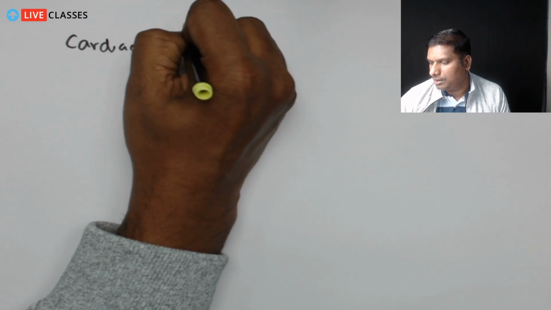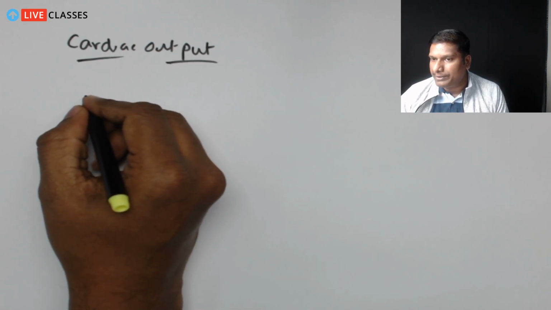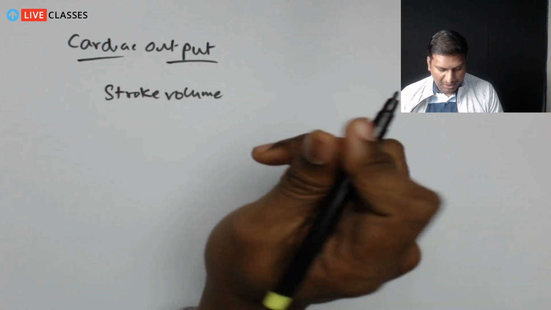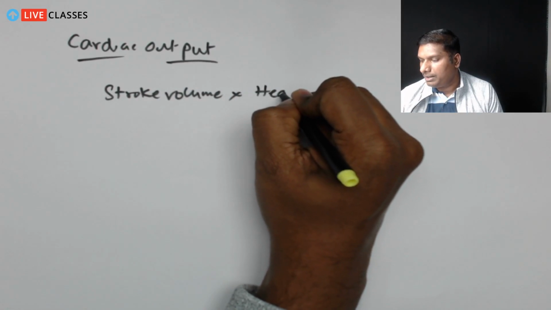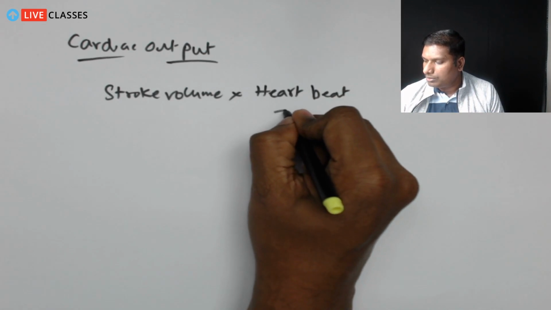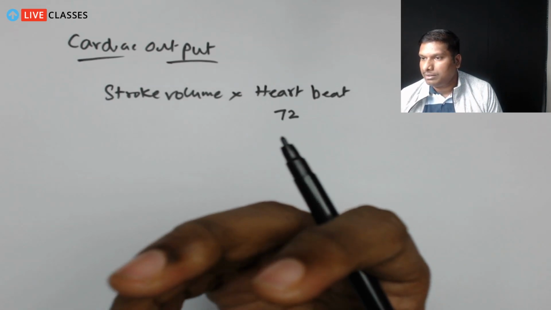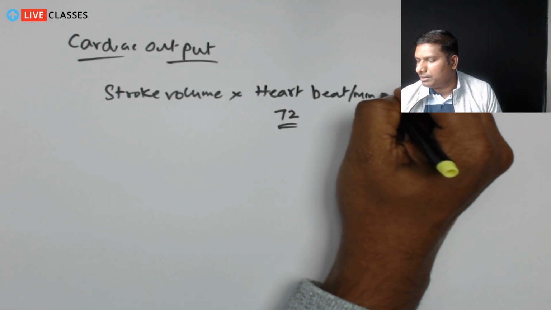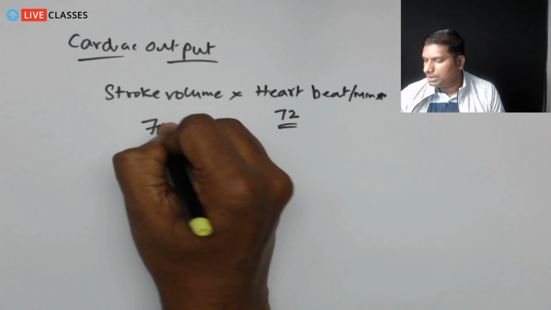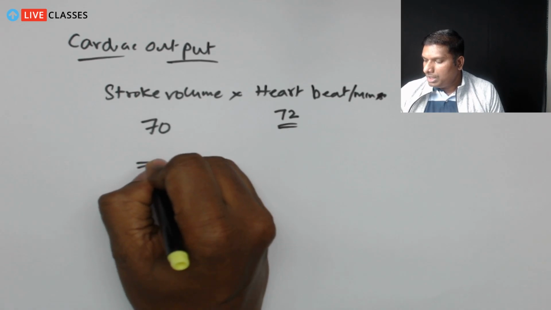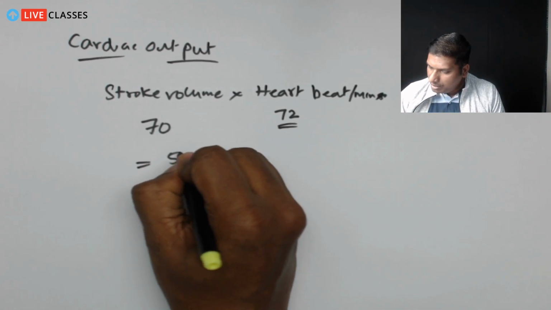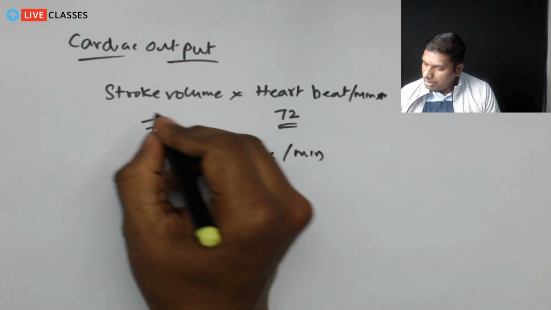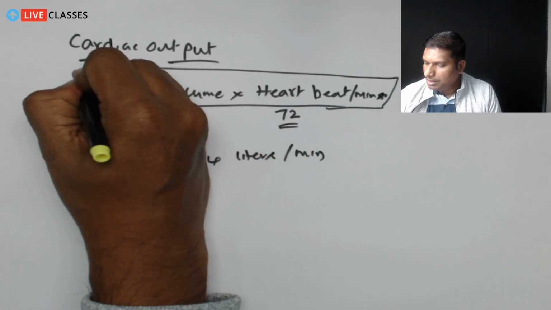Then what is cardiac output? Now that you know what stroke volume is, cardiac output is quite simple. Cardiac output is stroke volume multiplied by heartbeat, and we already know that heartbeat is 72. The number of times a heart beats in a minute, so heartbeats per minute. So stroke volume, I told you, is around 70 ml. If you calculate, it comes to around 5.04 liters per minute. This is what we call the cardiac output.